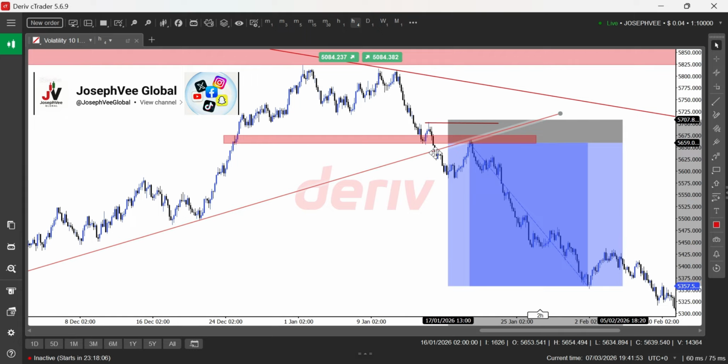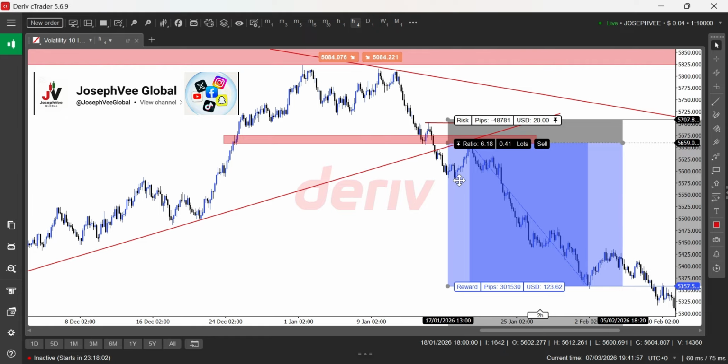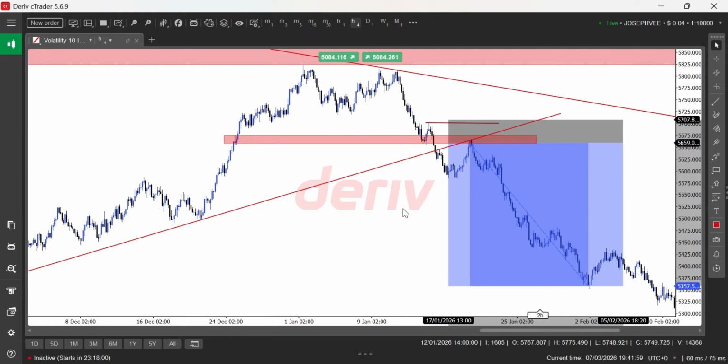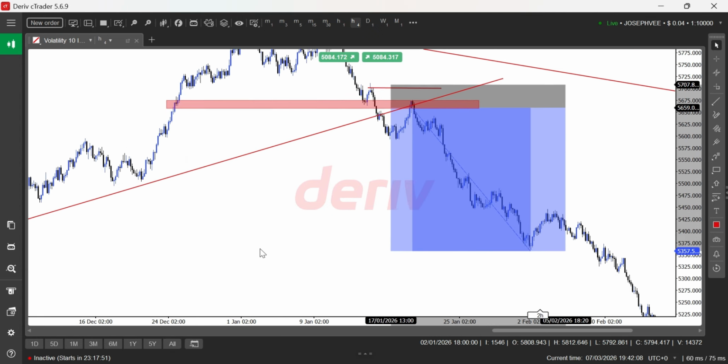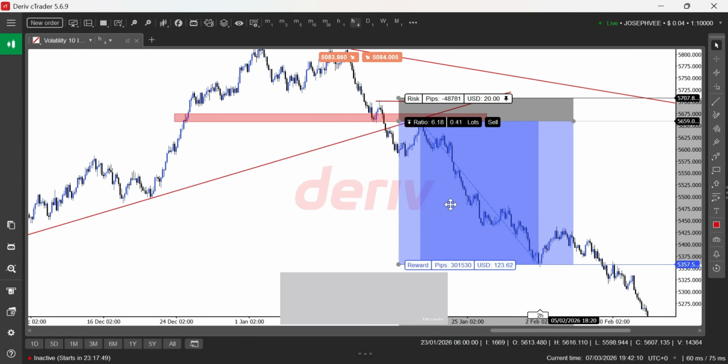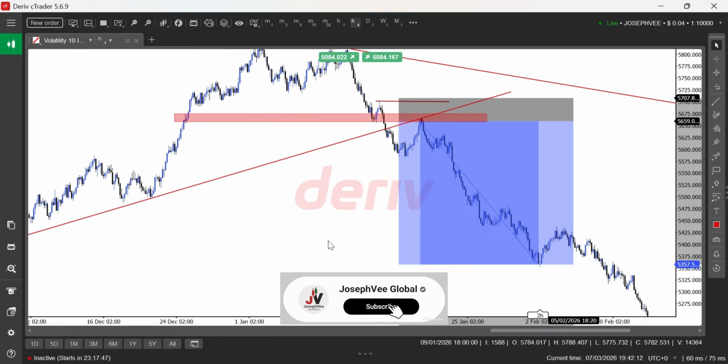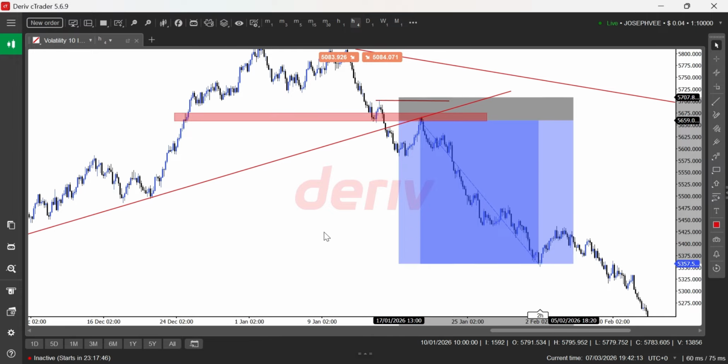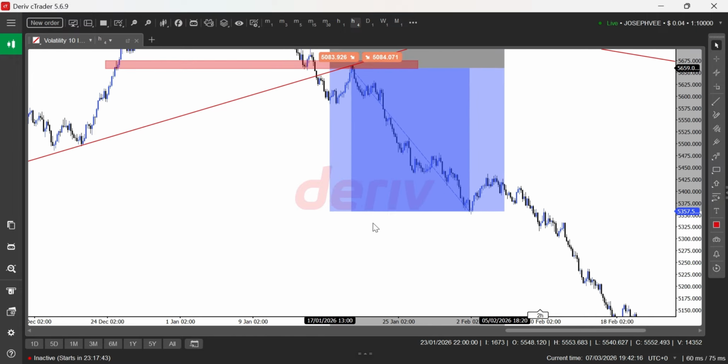You can see the sniper entry at this particular point. I waited for price to retest this level, and when price retested this level, it sold all the way down. I was lucky to catch 1:6 from this particular trade, and you can see how price even continues selling.